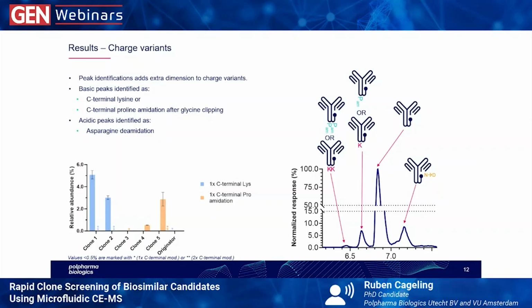The other basic modifications that we found in clone 3, 4, and 5 was C-terminal protein amidation. This happened also at the C-terminus, and when the C-terminal glycine is clipped enzymatically, the C-terminal protein gets amidated, and this also causes an additional charge to the monoclonal antibody, making it a basic species.